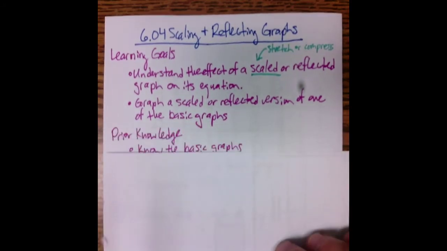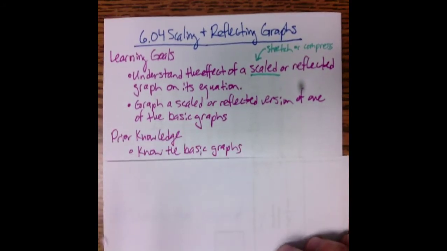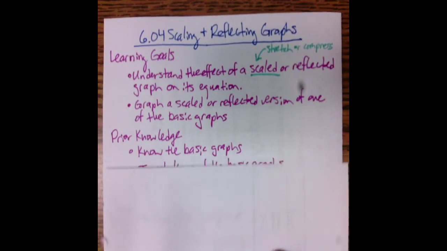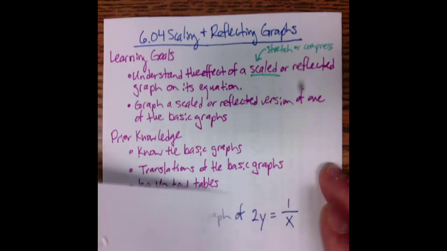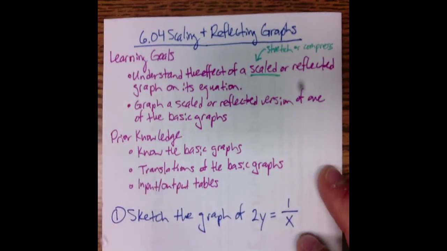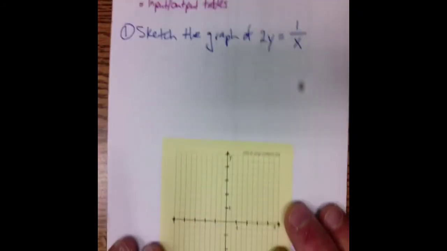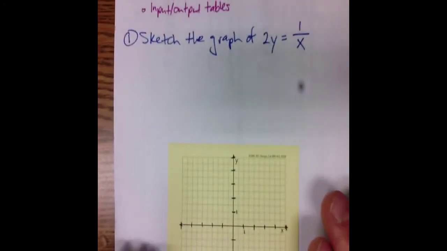So again, prior knowledge first off is making sure we know what the basic graphs look like that we learned a few lessons ago. Just remembering translations, because we'll throw maybe one or two of those in here as well from last lesson, and then still input-output tables and making those. So you probably still suspect that things are similar in this regard with scaling and stretching, compressing, and such.